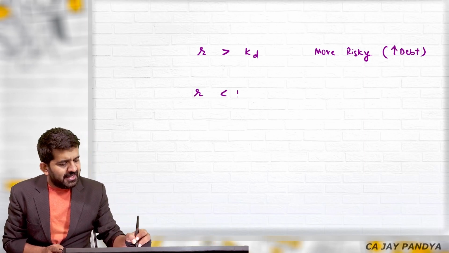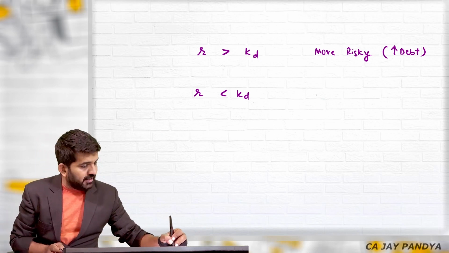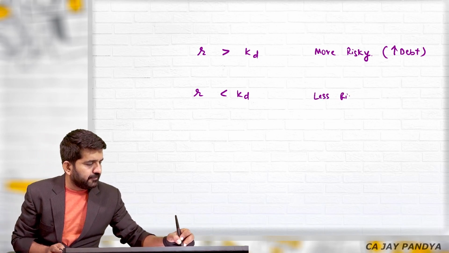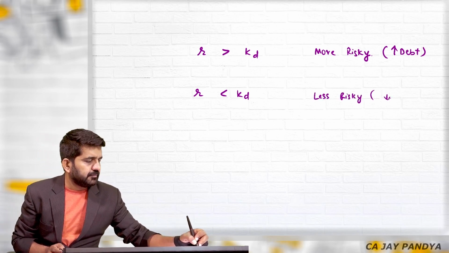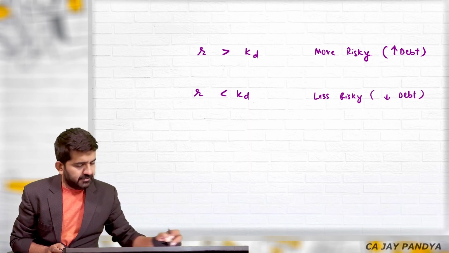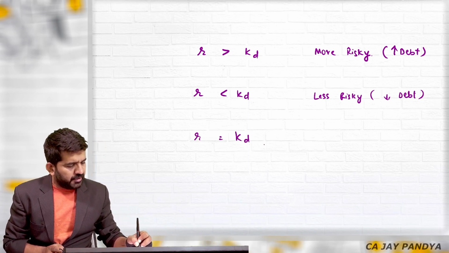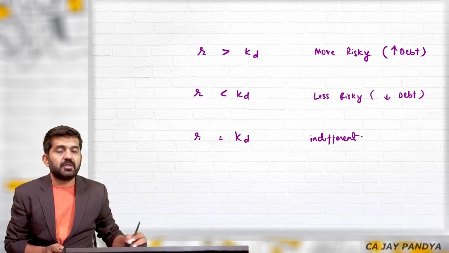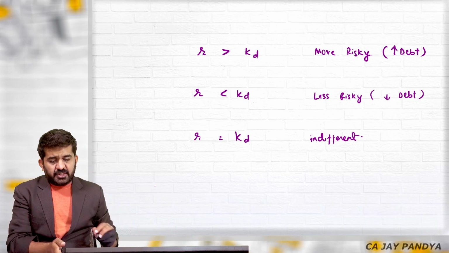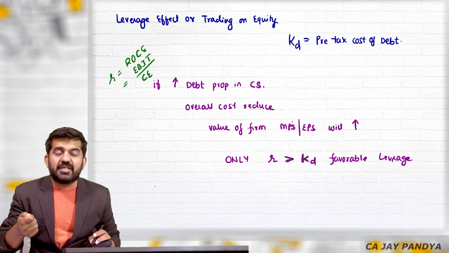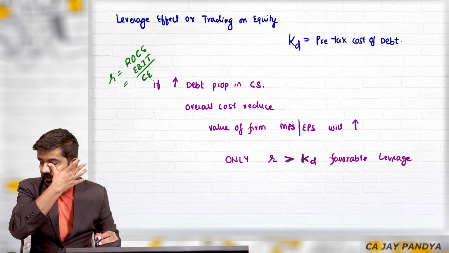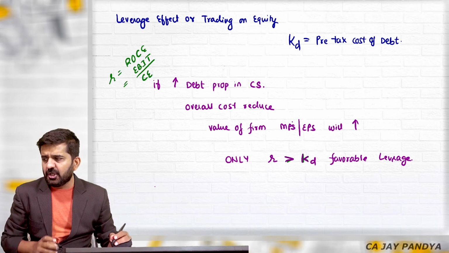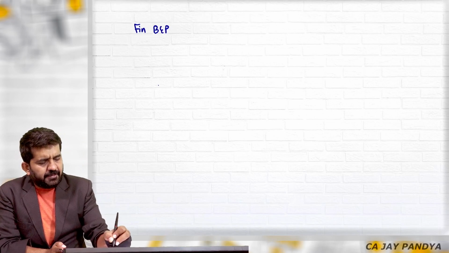If R is less than KD, go for a less risky firm, having less debt. If R is equal to KD, you are indifferent. This is what we have learned in leverage effect or trading on equity. Increase the debt proportion in the capital structure to increase the value of the firm. After that, we learned financial break-even point.